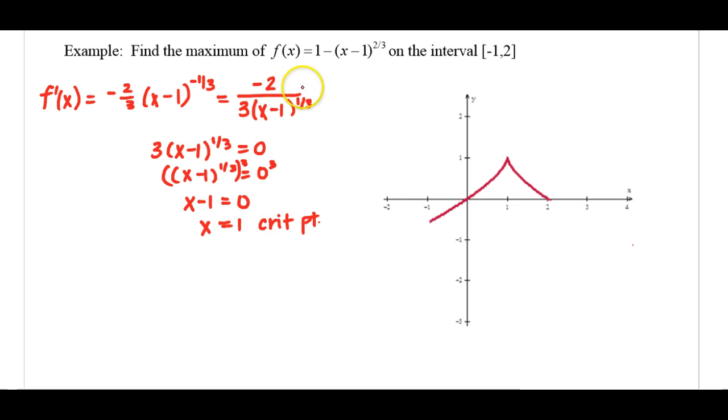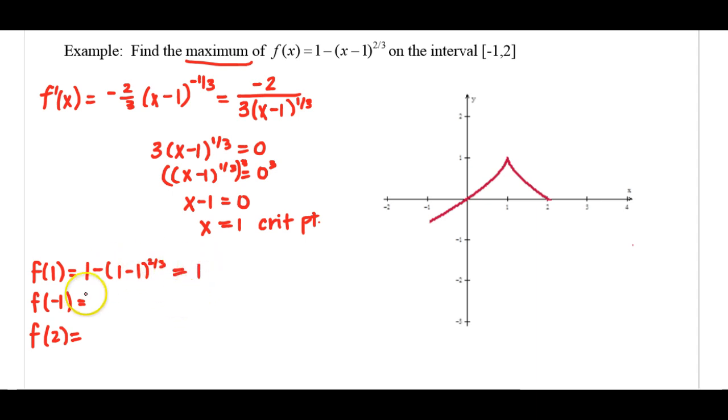So now I'd have to test this function by plugging in the endpoints, negative 1 and 2, and 1 into the original function. So I want to find f of 1, f of negative 1, and f of 2, and find the biggest value because I'm only looking for the maximum in this problem. So let's do this one by hand because the numbers are pretty small. So if I were to substitute in 1, I kind of already did that when we checked whether or not 1 was in the domain. Remember, we get 1 minus (1 minus 1) to the 2/3, or 1 minus 0. So I get out 1.